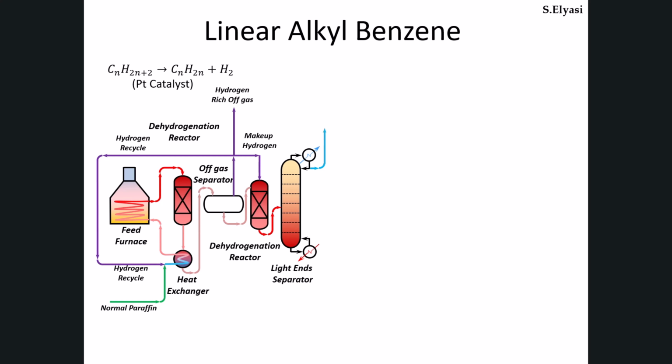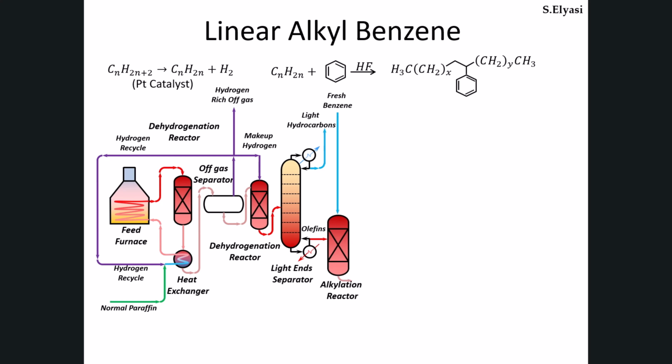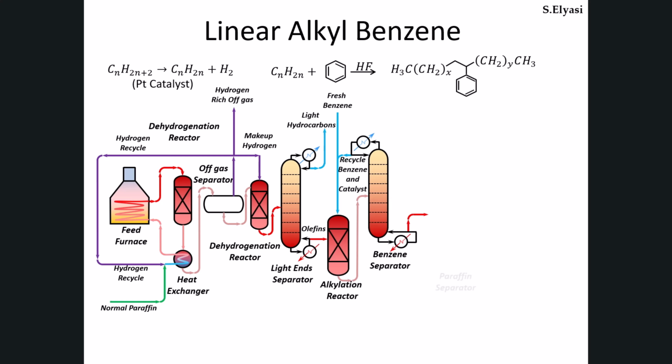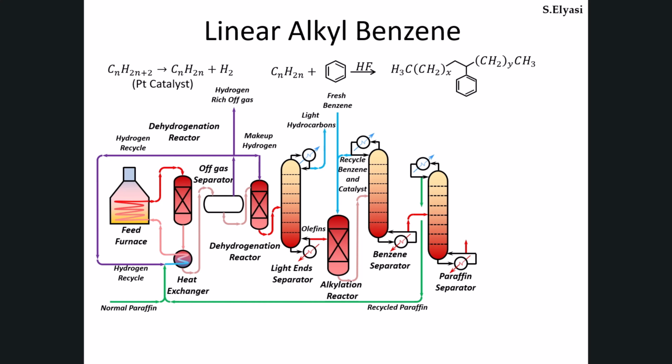Next, fractionation separates hydrogen and light hydrocarbons formed by mild cracking. The olefin-rich stream then reacts with benzene in an alkylation reactor, commonly using hydrogen fluoride as a catalyst. Excess benzene is used to drive the reaction toward alkyl benzene formation. Downstream, fractionation columns recover benzene and recycle unreacted paraffins. Finally, the LAB product is separated from heavier alkyl benzenes. The LAB stream is then sent to sulfonation, where the sulfonate group is introduced to create the detergent active ingredient.